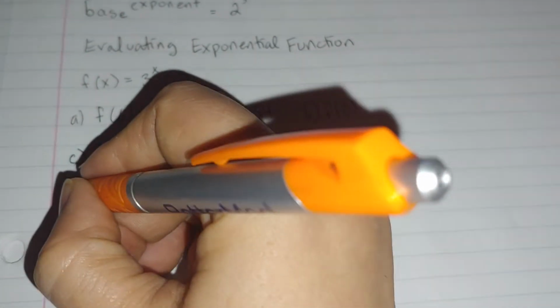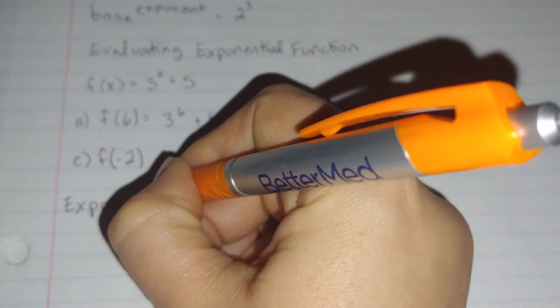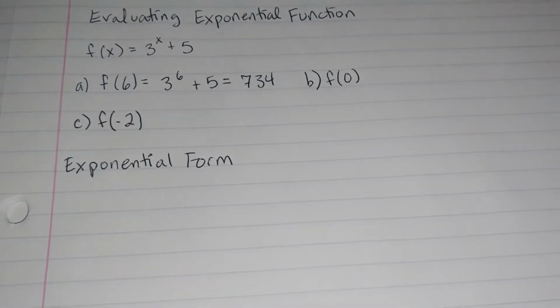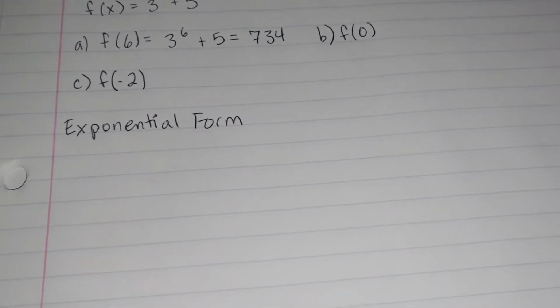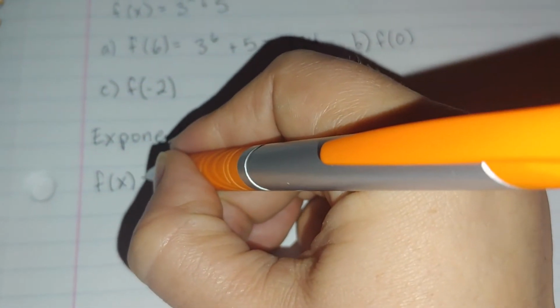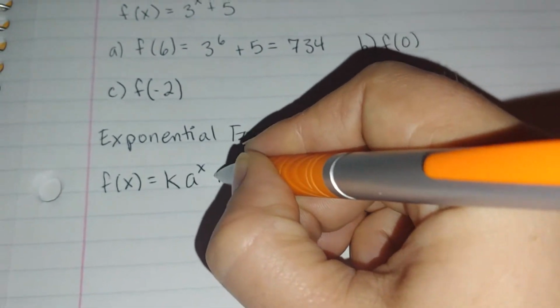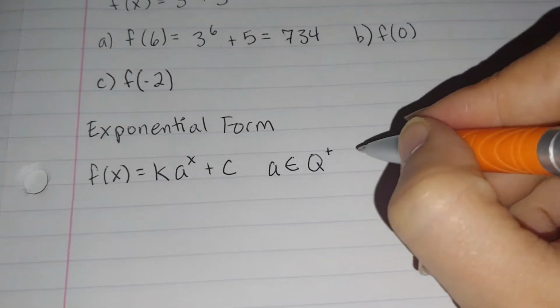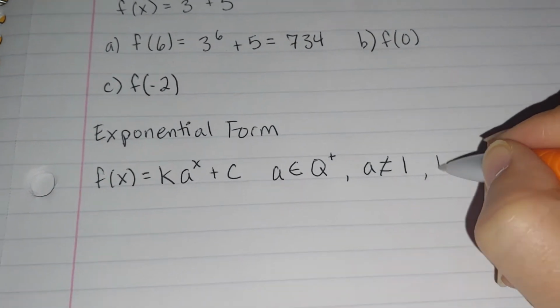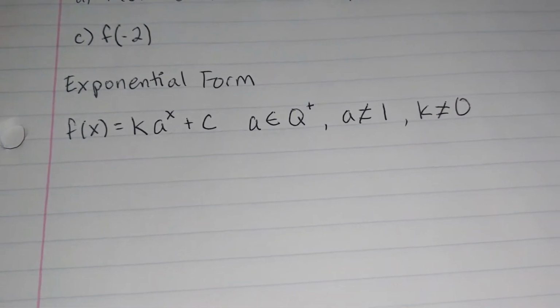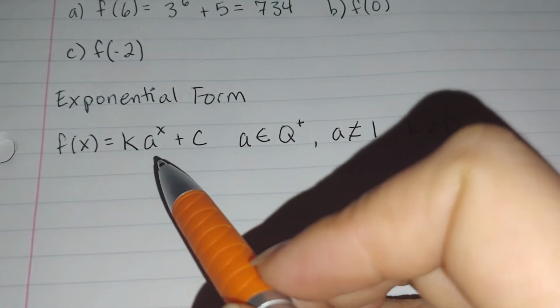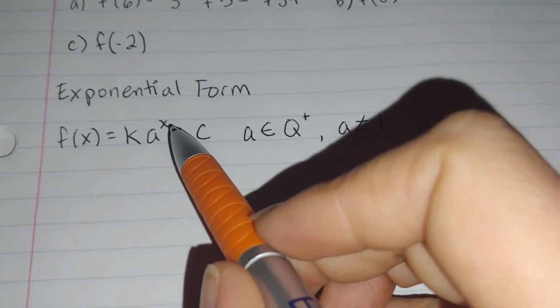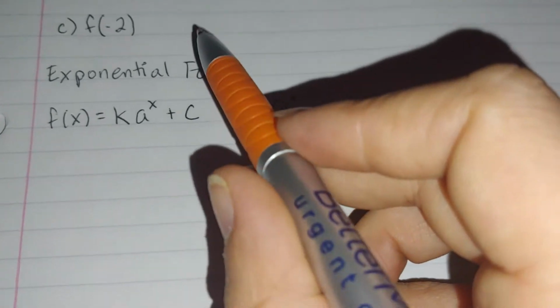All right, let's take a look now at exponential form. The form that an exponential equation will take is f of x is equal to k times a to the x plus c. Now, a must be a positive rational number, a must not equal 1, and k must not equal 0. Now, k is some number that we multiply by the base. The base is a, the exponent is x, and then c is going to tell us how that moves up and down. Let's take a look at f of x equals 3 to the x.